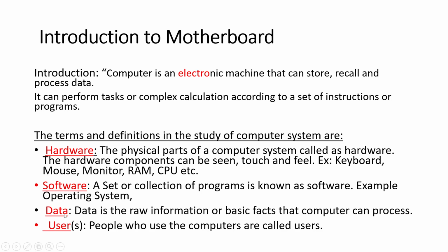Then next one is data. What is data? Data is raw information or raw facts. For example, a name or a roll number, which does not contain any meaning by itself, is called data. Then user, what is a user? Whoever uses the computer system is called a user.